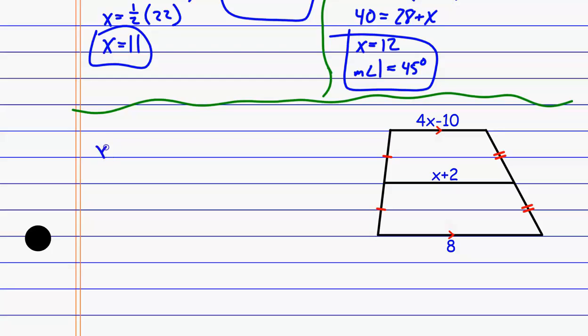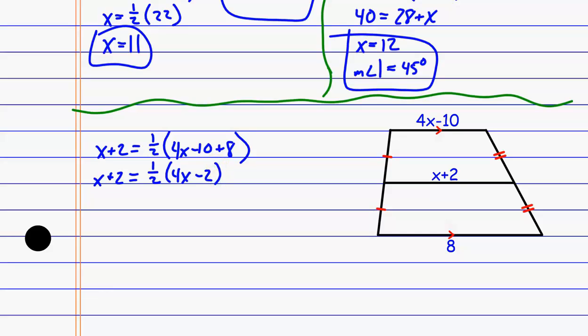The midsegment, which in this case is x plus 2, equals 1/2 the sum of the bases. And this time the bases are a 4x minus 10 plus an 8. And now I'm just going to simplify. That's going to be an x plus 2 equals. This guy over here, I'm going to simplify what's inside the parentheses first. That's a 4x minus 2.